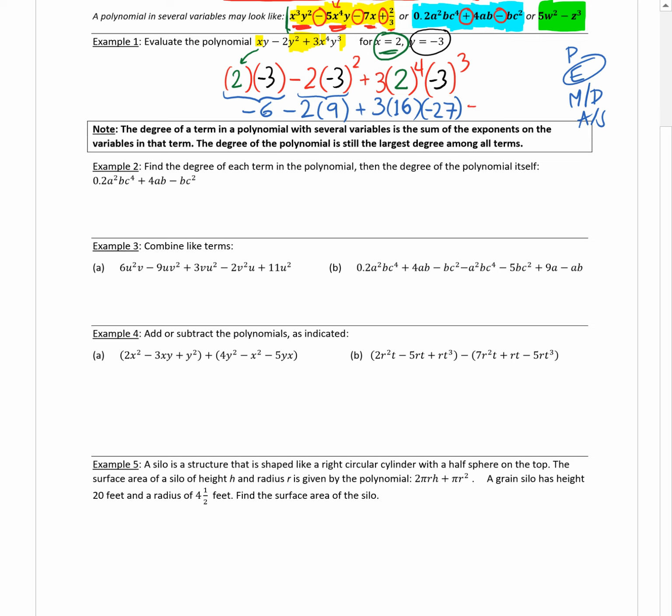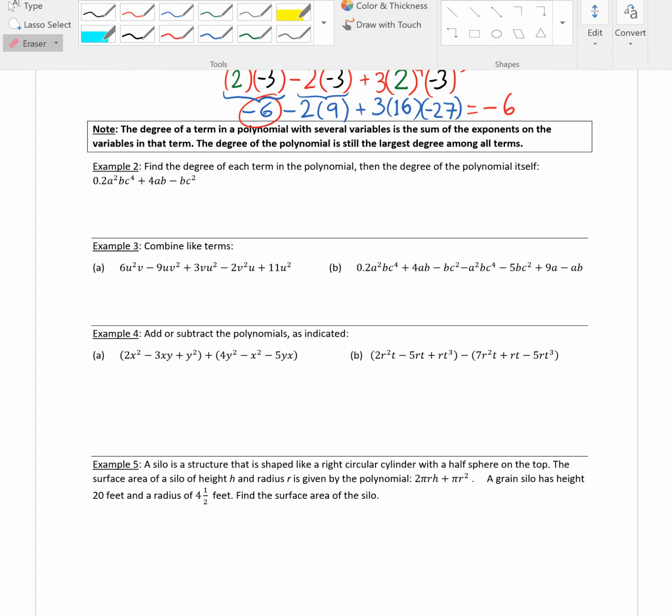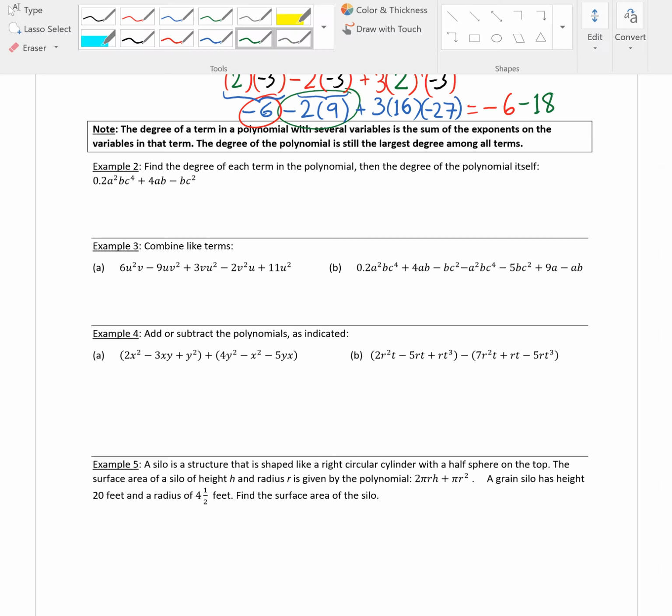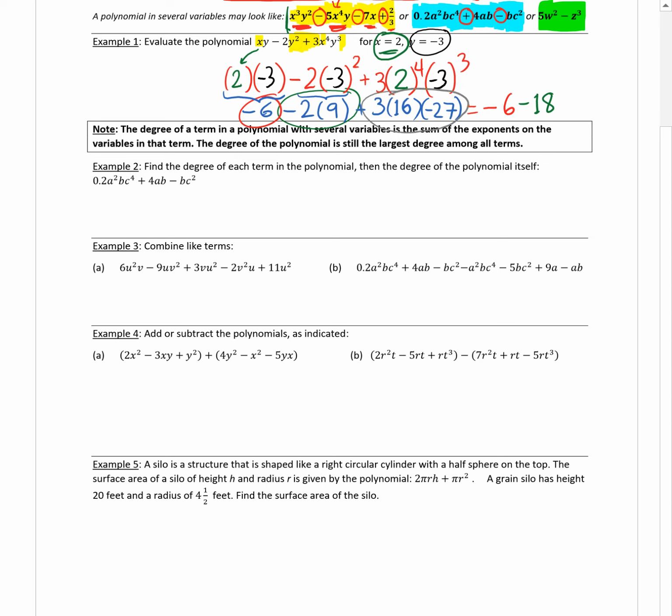I'm just going to kind of rewrite. I had a negative 6 to begin with. That was the first term. And now I'm going to see what the second term is. The second guy is the negative 2 times 9 here. That'll give me negative 18. And the last guy, ooh, that one I might have to be careful with. That's 3 times 16 times negative 27. Holy shamoly. I gotta multiply those together somehow.